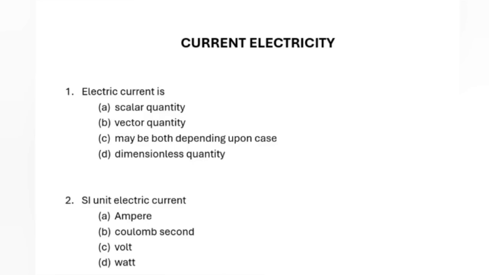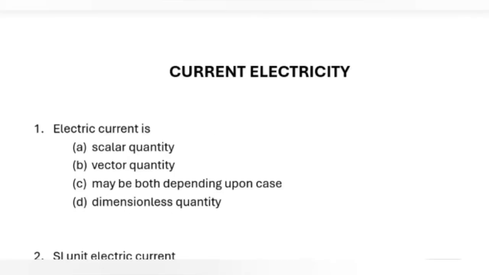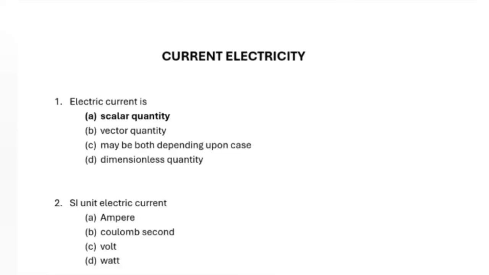Multiple choice questions from the chapter Current Electricity. Question number 1. Electric current is option A scalar quantity, option B vector quantity, option C may be both depending upon case, option D dimensionless quantity. Here the correct answer is option A scalar quantity.